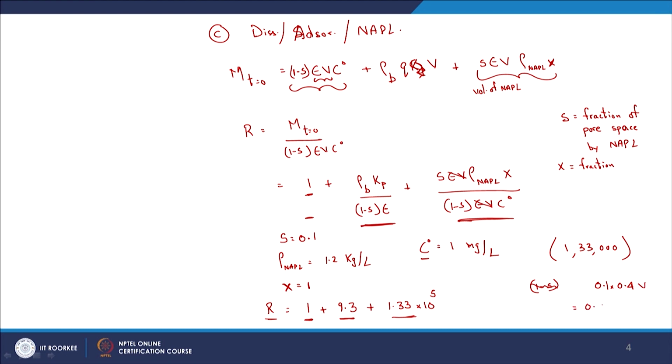So 0.04, the volume, yes. So even at such low volumes, as you can see, 4%, we see that 4% of total volume is occupied by NAPL. We see that the retardation factor is remarkably high, and then the process feasibility obviously is pretty low.